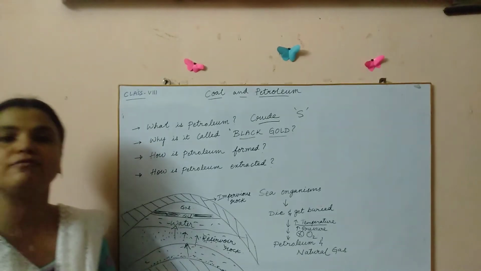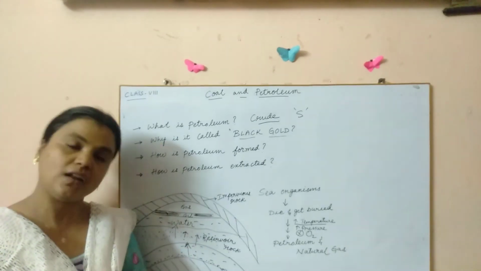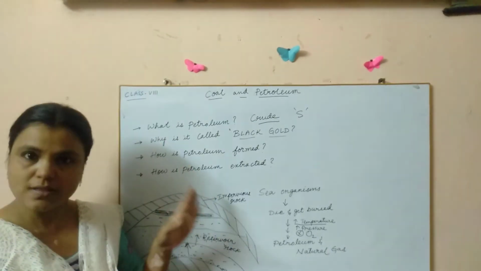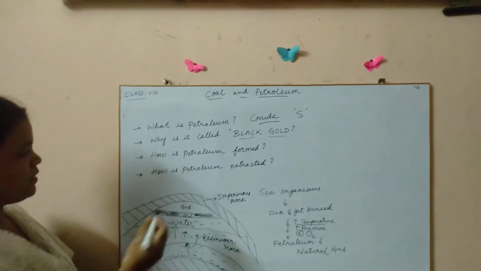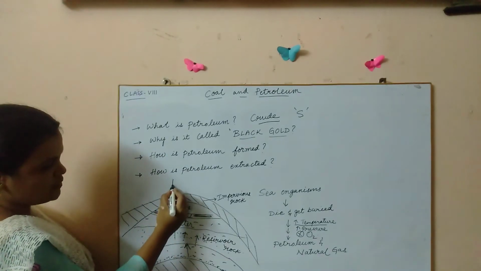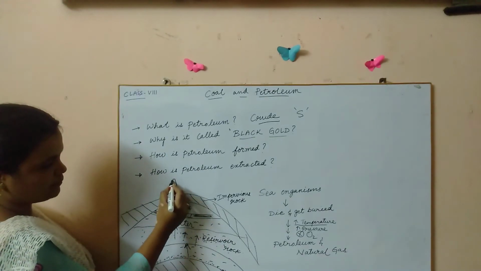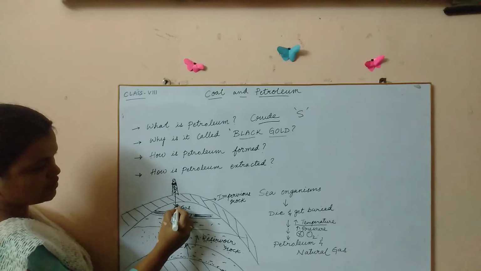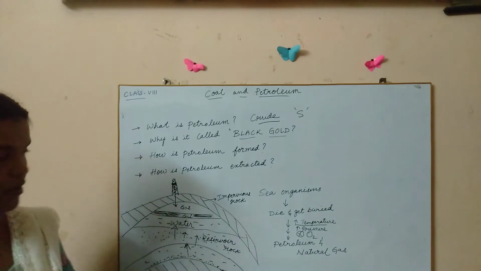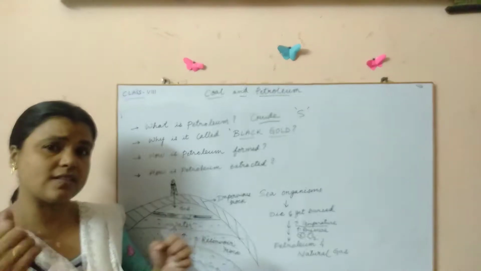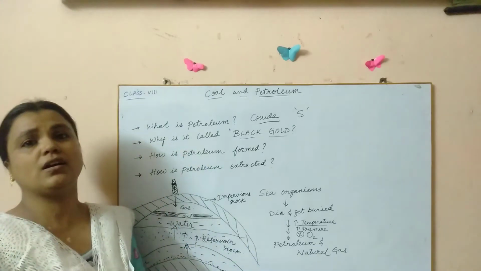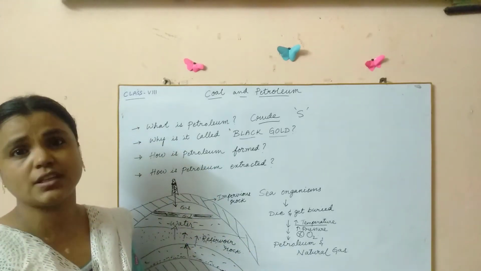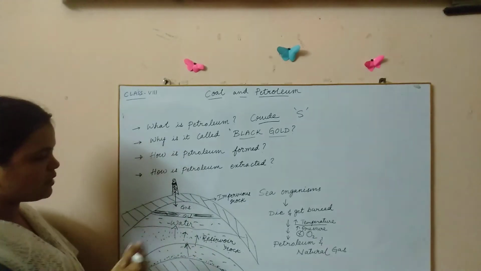Now, in order to extract, or in order to get our petroleum, the crude oil, what do you need to do? You have to drill big holes. Have you seen oil wells? Actually, oil rigs, they say. So what they do is, they dig oil wells straight into this impervious rock. Now impervious rock is very hard, so that's the reason why they have to dig holes using a lot of heavy machinery.